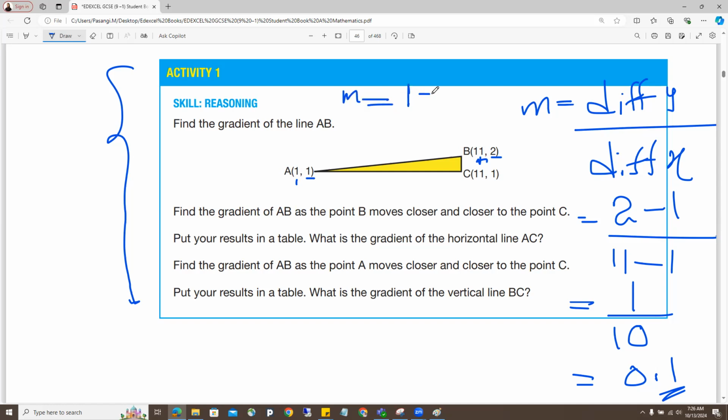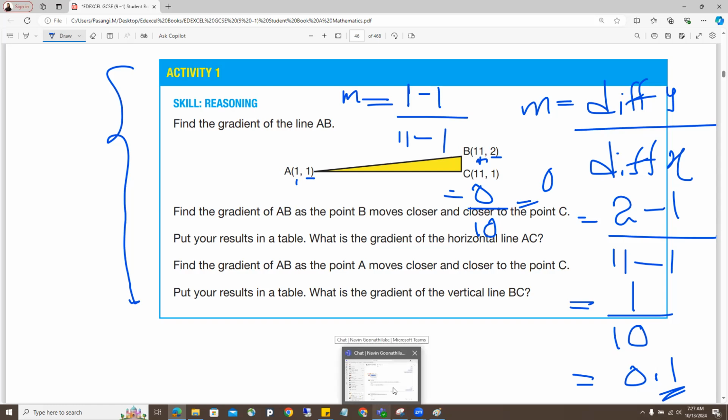So the difference of y coordinates will be 1 minus 1, divided by the difference of x coordinates, which will be 11 minus 1. So it is 0 divided by 10. 0 divided by 10 means what is the answer? 0. Because 0 means nothing. If there's nothing, we can't divide it by 10 either. That means the final answer is 0.